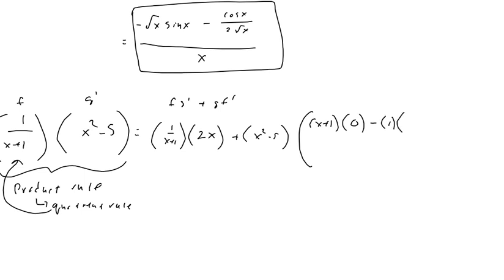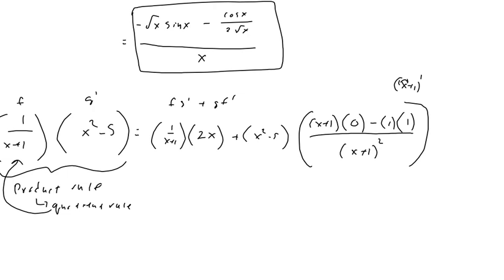Derivative of x is just a 1. X plus 1 prime, right? The derivative of x, the 1 in the exponent comes down, becomes a 1. 1 times 1 is 1. X goes away, it just becomes a 1. Over x plus 1, the bottom part, squared. So follow your derivative rules, right? Low d high minus high d low over low squared.